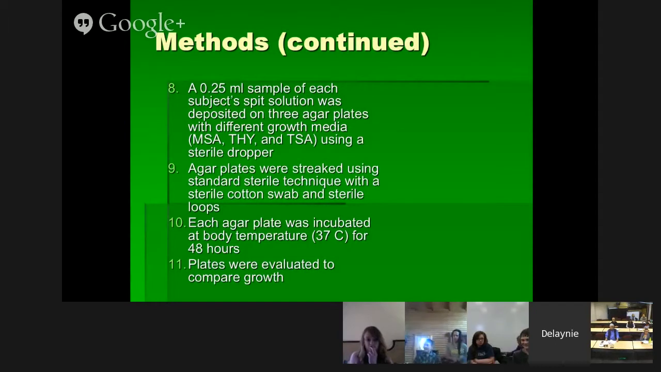Each spit sample, 2.5 milliliters of each, was deposited on 3 agar plates with different growth media, which were MSA, THY, and TSA, using a sterile dropper. The agar plates were streaked using sterile utensils, like the cotton swab and sterile loops. Each agar plate was then incubated at body temperature for 48 hours so that we had an even amount of growth on each plate. They were then evaluated to compare the growth.